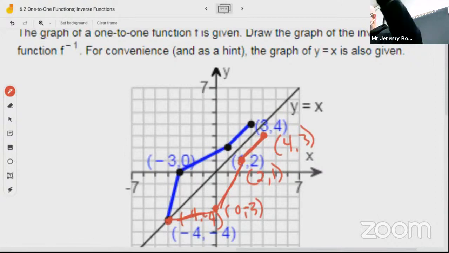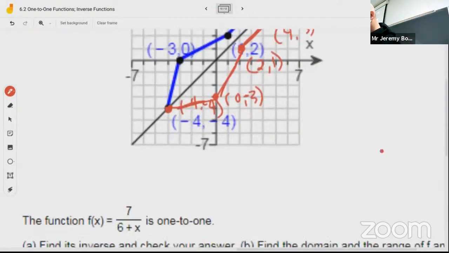Notice it's symmetric to that diagonal line, y equals x, and it touches. The other thing is if they have the same value, the point will be on the diagonal line y equals x. Of course, y is equal to x, so they're going to have the same value. Any questions on that? Nope.